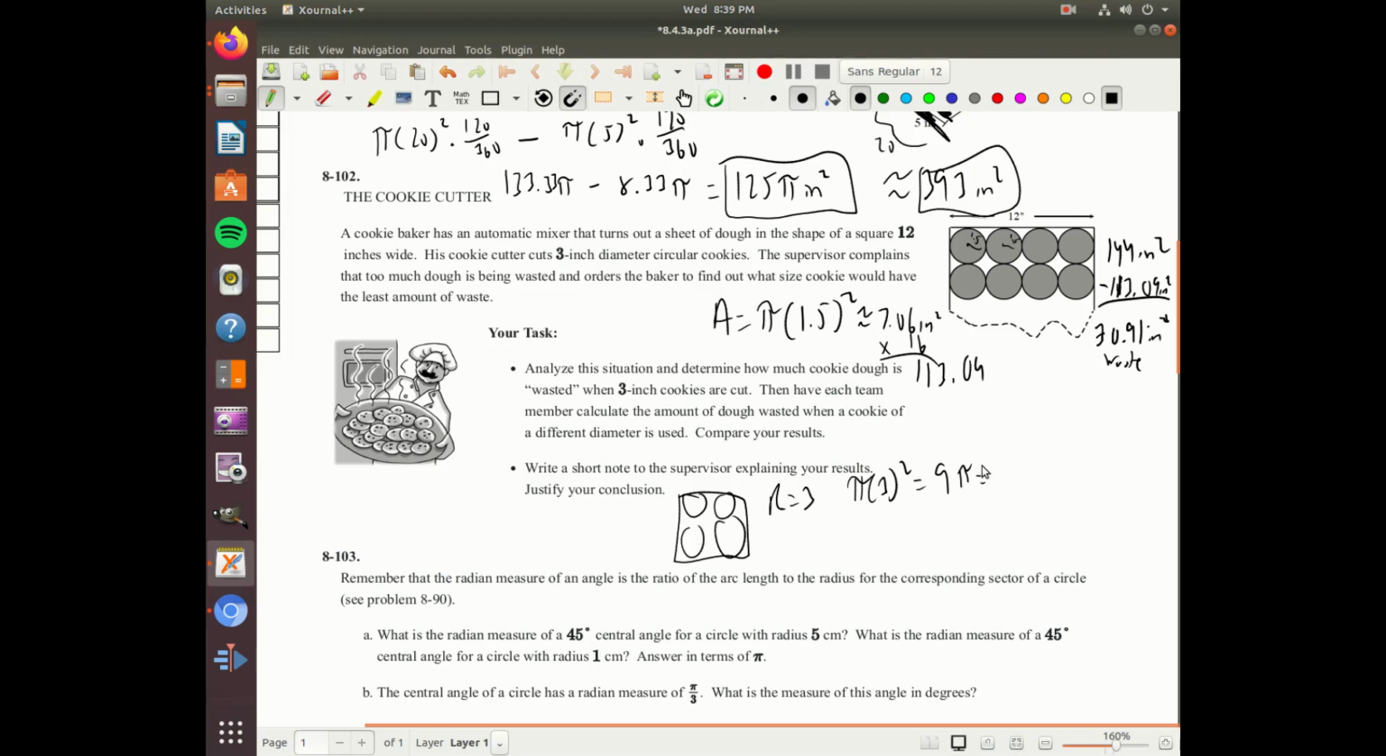That gives us 28.27. But the problem is we only have 4 of these things. So we'll multiply that by 4. And oh my goodness, we get 113.09, which should look familiar. So it turns out that we have the same amount of waste if we go with this cookie.